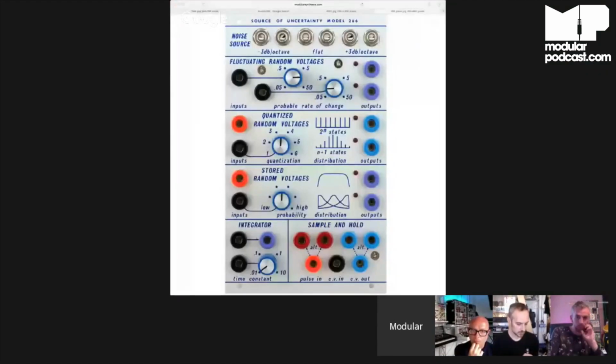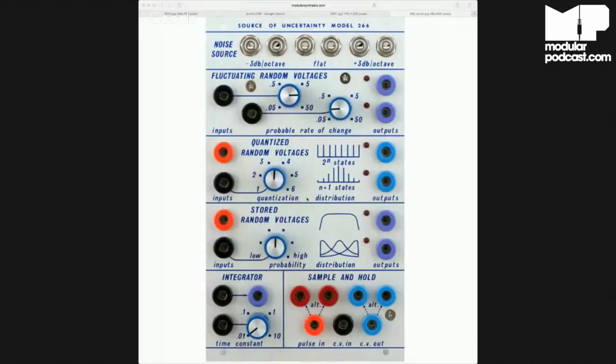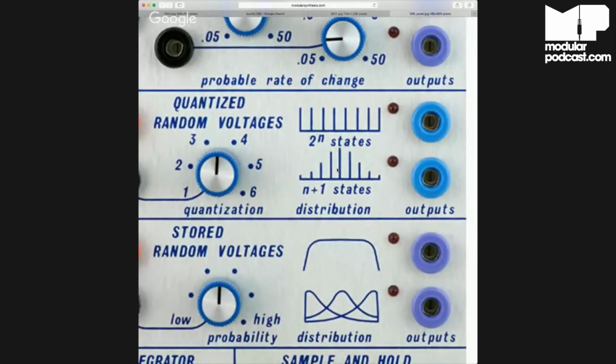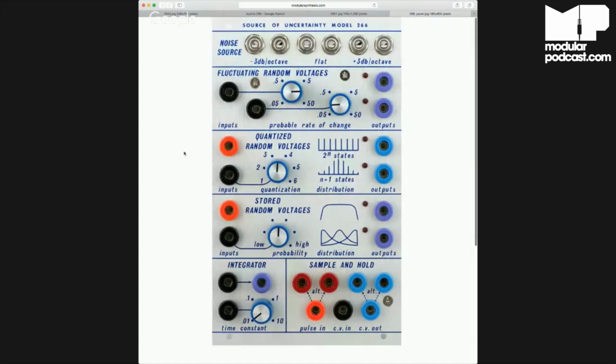I don't know if you can see this very well, but I'll pull up an image and we can zoom in and see. Yes, so in that quantized random section, quantized random voltages, you see the two different pictures. Those are done by weighting the resistors that are making the digital to analog conversion out of the 6 bits coming out of the pseudo-random sequence generator, and because of the way that they're weighted, the distribution is different. So in the 2 to the n states, when the quantization is all the way up, any one of those 64 states is just as likely as the last, and in the n+1 states, the center of the range is more likely.